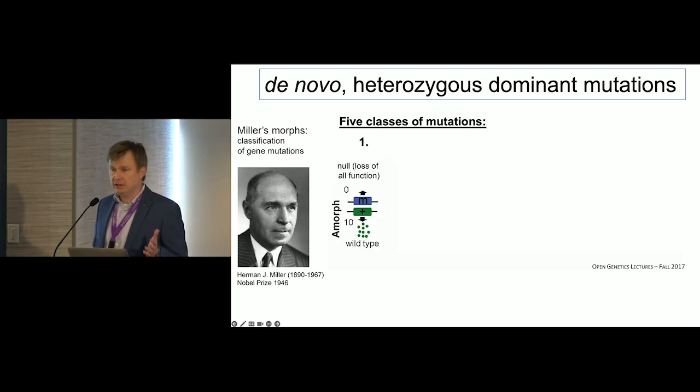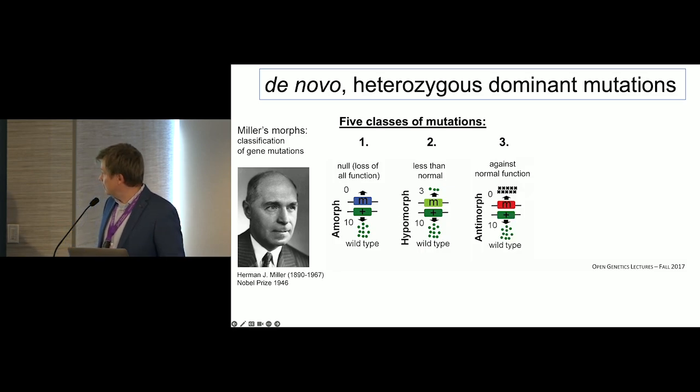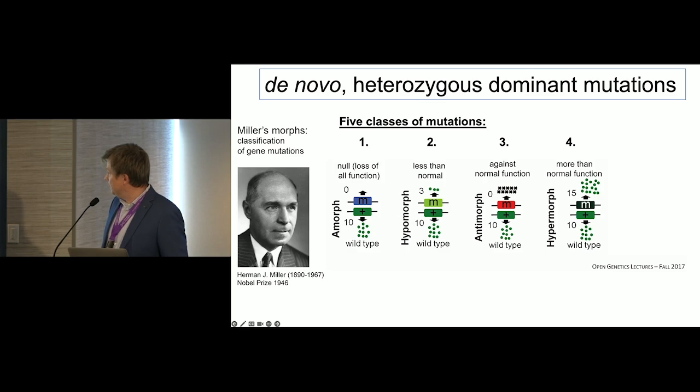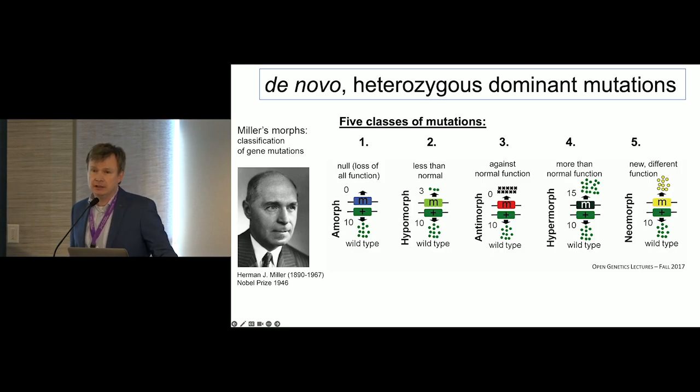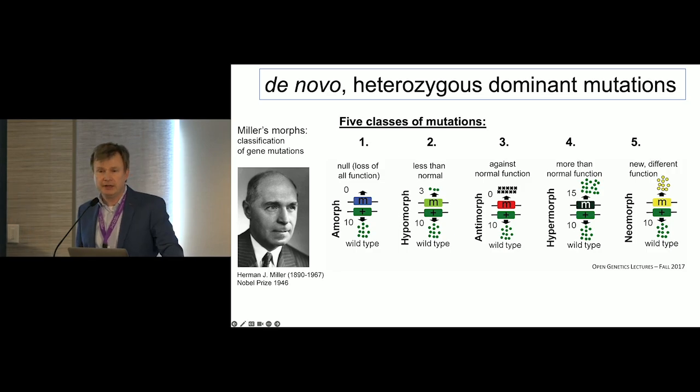The first one is what we call a null or loss of function. Muller called it amorph. Then there are hypomorphs, partial loss of function. Then there is antimorph, which is the dominant negative. Then there is hypermorph, which we call a gain of function. And finally, what is often ignored in medical genetics is the 5th category, which is called a neomorph. A neomorph is a mutation which leads to a new function which did not exist before.